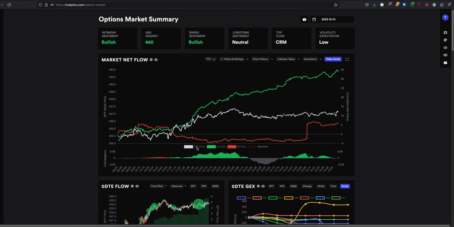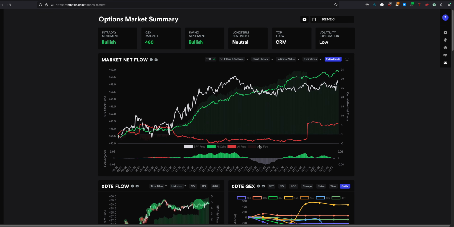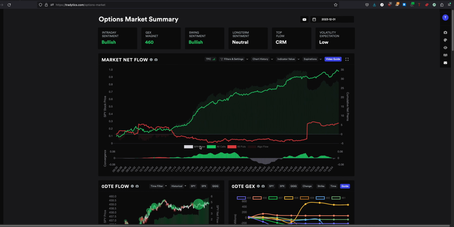Now, when you see this tool come up on your page, it's normally going to look like this. The white line is SPY's price. MarketNet Flow is best used with SPY. It has a great correlation. It's measuring all the stocks in the market, but it has a great correlation with SPY. And you can see here, calls are going up, prices going up. But it makes the chart really messy. So I don't need to see SPY's price.